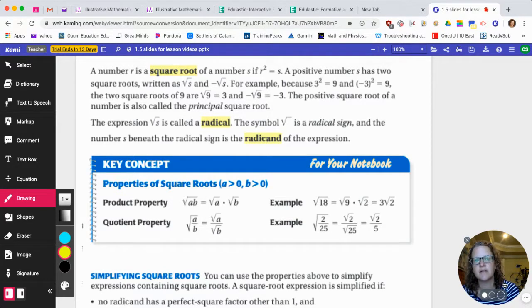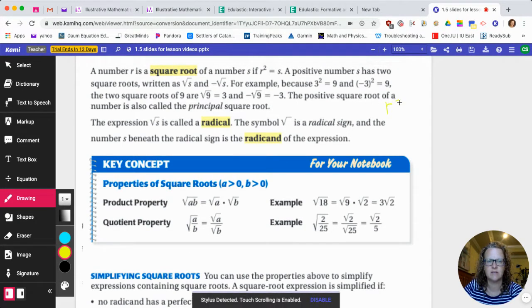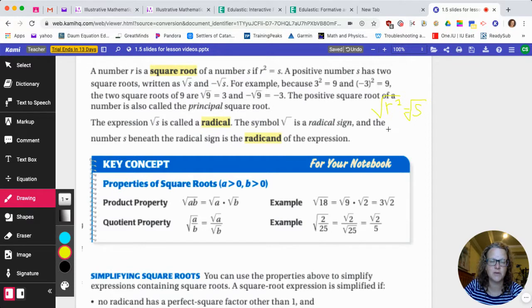A number r is a square root of a number s if r squared equals s. A positive number s has two square roots written as square root s and negative square root s. If I see r squared equals s, just solve for that, I'm going to take the square root of both sides. And then when I take the square root of r squared, that's positive r or negative r equals the square root of s.